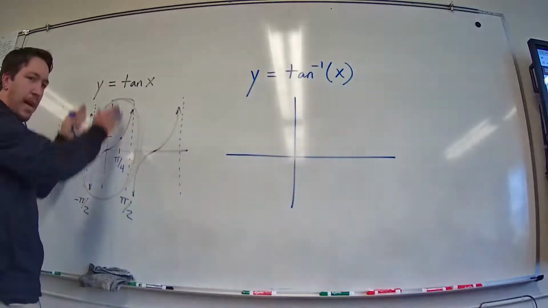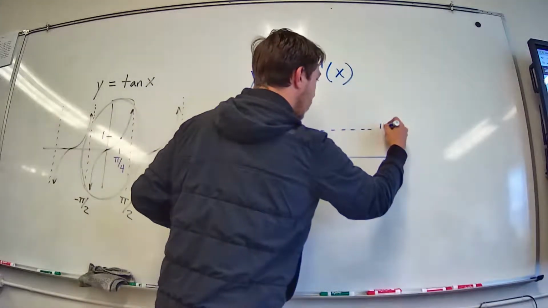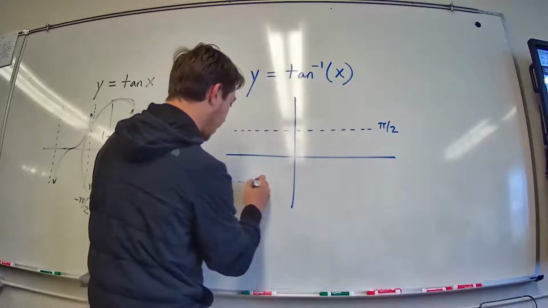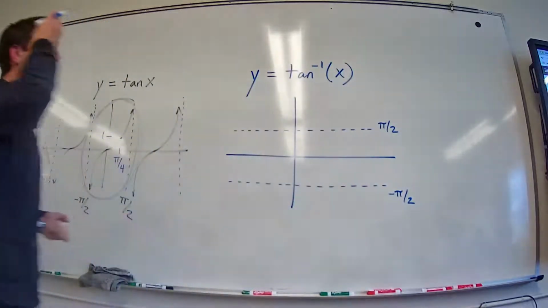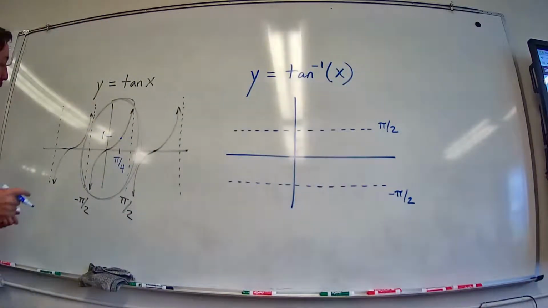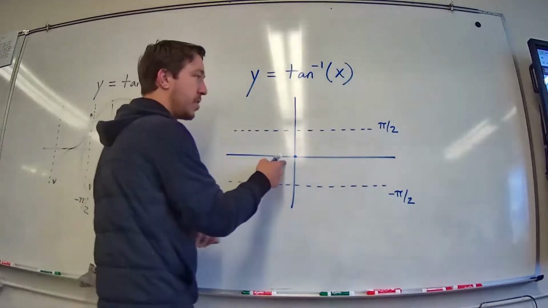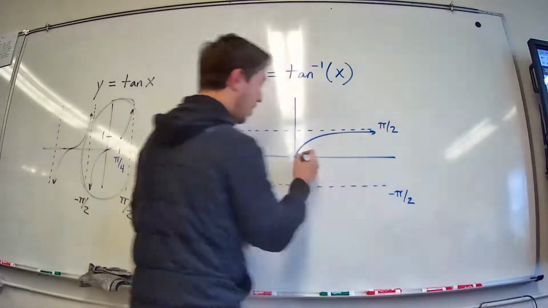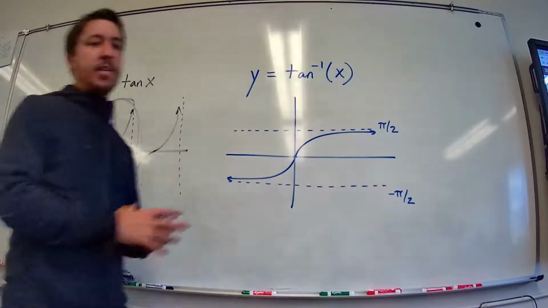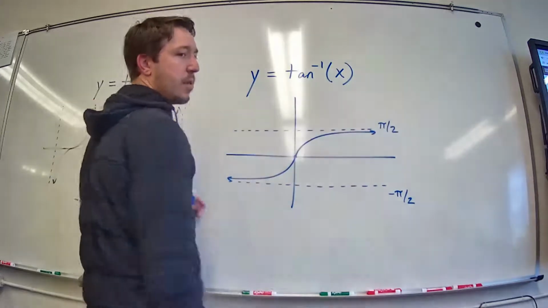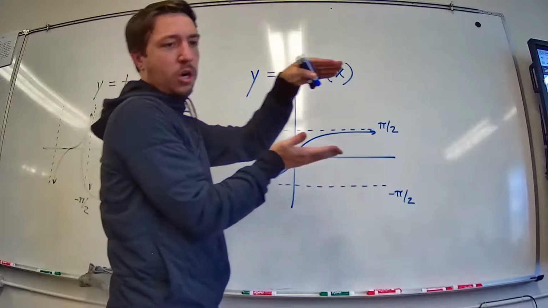So this guy has vertical asymptotes. His inverse must have horizontal asymptotes at pi over 2 and negative pi over 2. Okay? Feel okay about that? And then 0, 0 is on tangent, so the same point must live in the inverse, and the curve looks like that. So it's one of those interesting functions where the domain is all real numbers, and the range is just this bounded set of numbers that's only about 3.14 units tall.